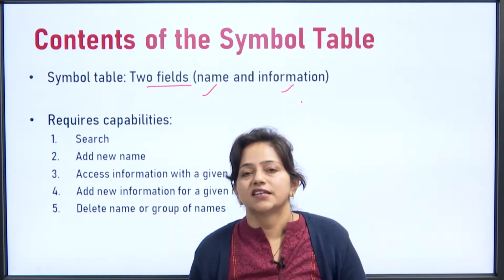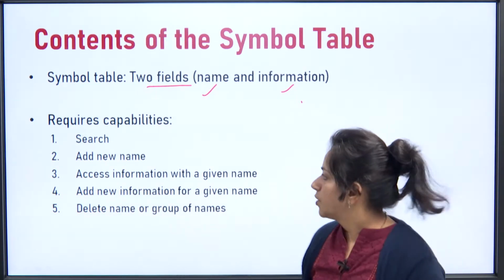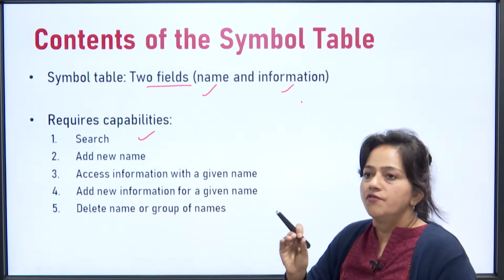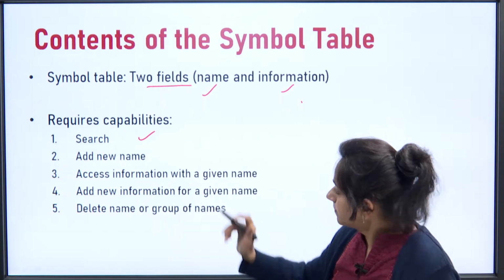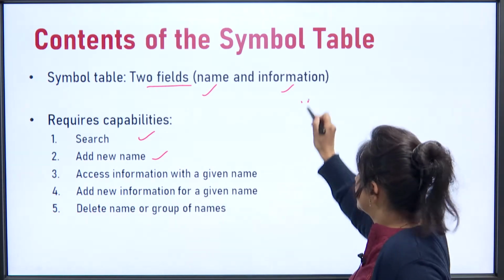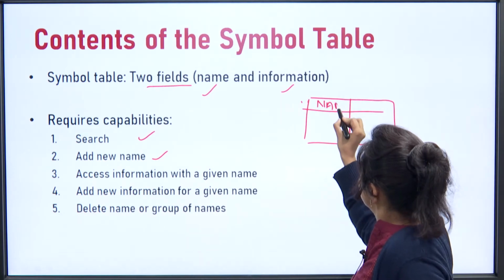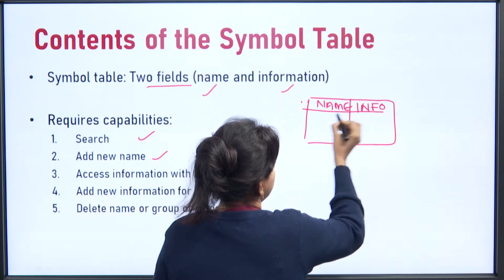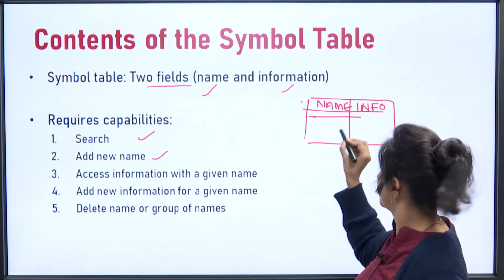Now, what actually is expected from the symbol table and what are the required capabilities. Here it needs to perform a search operation. We may be required to search for a particular name in the available records. Now sometimes we may require to add a new name into the symbol table. We can imagine a symbol table looking like this. It has the name and here we have the info, right. So next, we may require to add a new name into the symbol table.